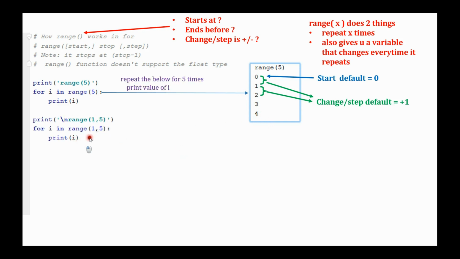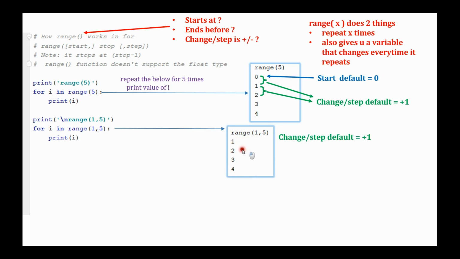Now if we look at this example, we put range 1, 5. That means we specify to start at 1 and stop, or end, before 5. It prints 1, 2, 3, 4. Now it no longer prints 0 because we specify it starts at 1. The step, which we did not specify, is by default plus 1. That's why you see 1, 2, 3, 4. So it repeats 4 times now and prints the value of i.